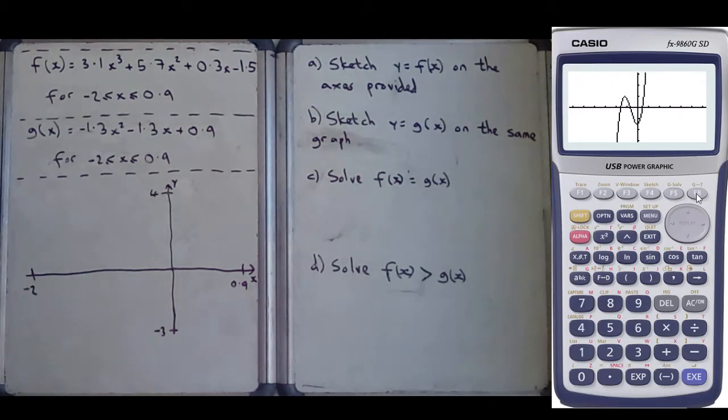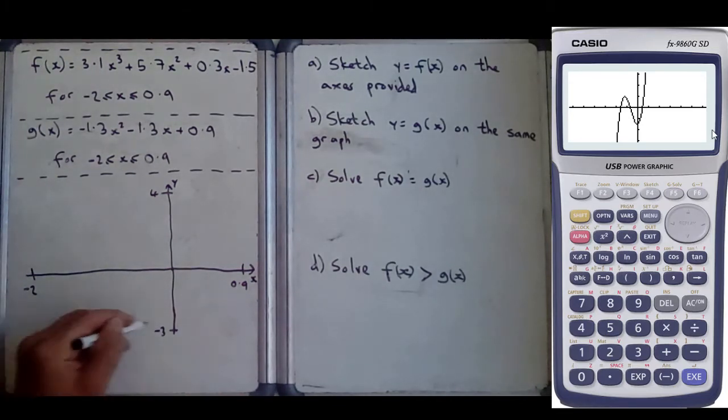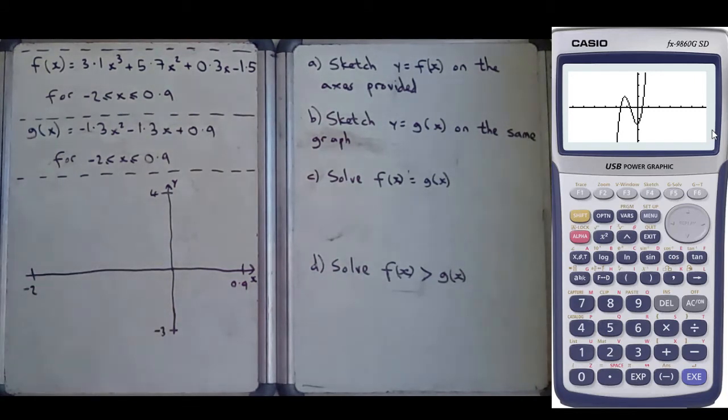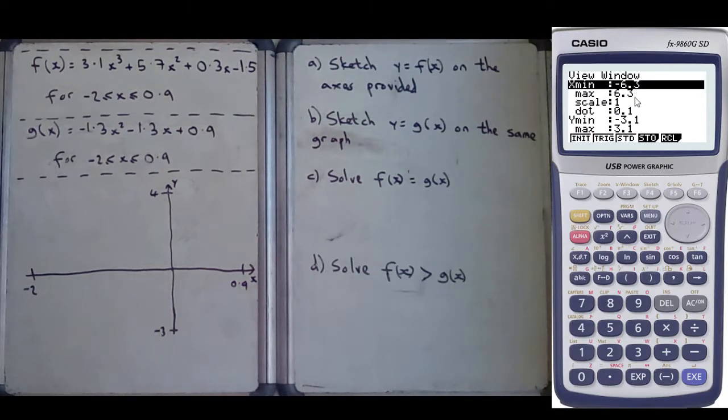And I need to get the window right. So you can see it's a kind of cubic, but I very much doubt that that's the window that we're interested in. So remember, I need this calculator screen to be exactly this. So I need to go Shift V-Window, which is F3. So Shift F3. And yes, this is sort of a default zoom. So I need x min to be minus 2. The max, which means x max, is 0.9.